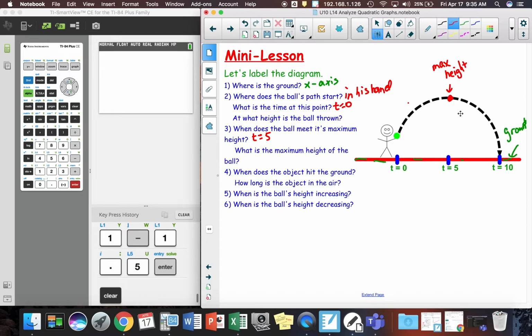And they ask, what is the maximum height of the ball? It's whatever this y value is. So from here all the way up, that's its height.